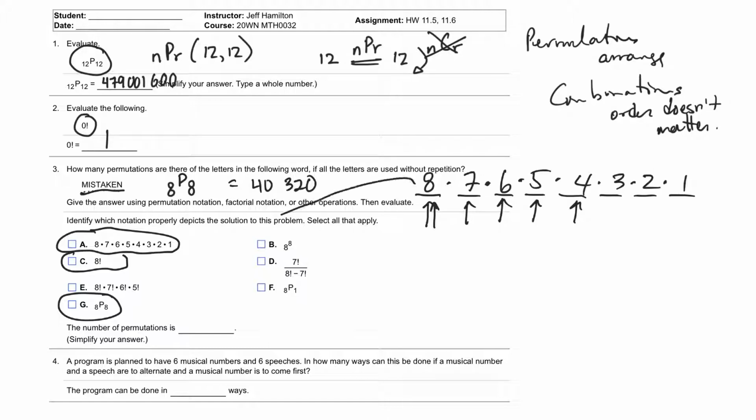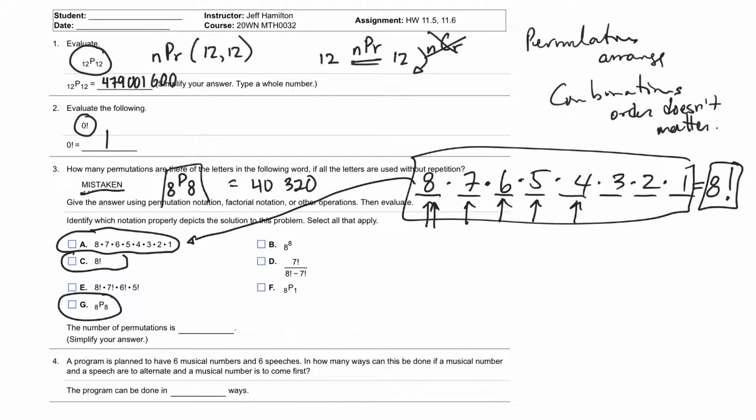Okay, so that's what that is. Another way of writing that, rather than having to write 8 times 7 times 6 times 5, notice how it keeps going down by 1. Another way of writing that is just 8 factorial. So that, this, and this all mean the same thing.